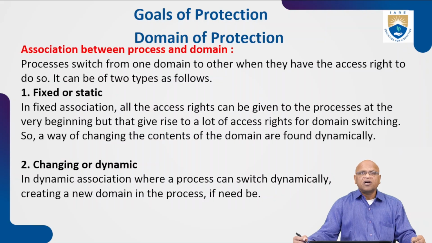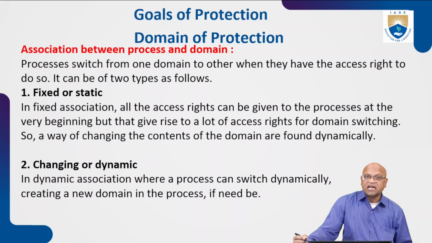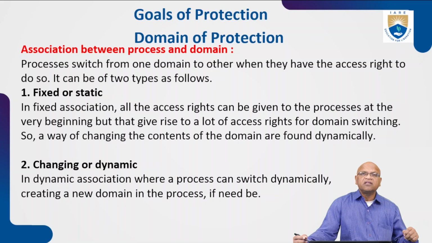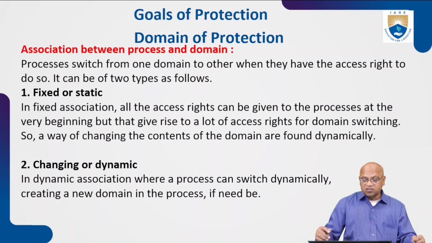Now we will see the association between process and domain. Processes switch from one domain to another when they have the access rights to do so. It can be of two types: fixed or static, and changing or dynamic. In a fixed association, all the access rights can be given to the process at the very beginning, but this gives rise to a lot of access rights for domain switching. So a way of changing the contents of the domain dynamically is needed. In a dynamic association, a process can switch dynamically, creating a new domain in the process if need be.